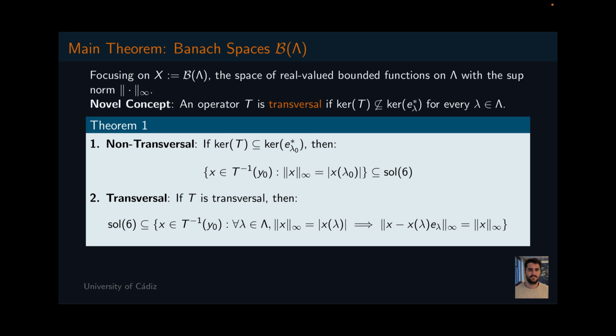In the non-transversal case, the geometry is simple. The solution's infinity norm is strictly dictated by the absolute value of the function at that one single dominant coordinate lambda 0. But in the transversal case, the geometry becomes much more rigid. If the infinity norm is attained at any specific coordinate lambda, then peeling or subtracting that coordinate away forces the remainder of the vector to still retain that exact same maximum infinity norm.